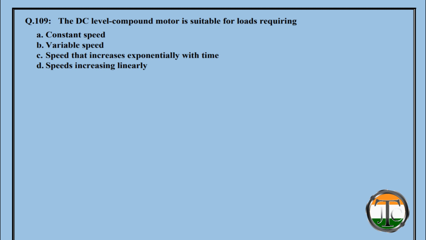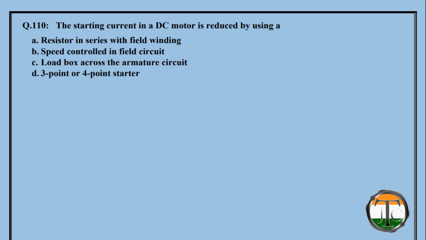So the next question is 109, that is the DC level compound motor is suitable for load requiring. Option A is constant speed, option B is variable speed, option C is speed that increases exponentially with time, option D is speed increasing linearly. So your option A is the right answer. The DC level compound motor is suitable for constant speed load. So option A is the right answer, that is constant speed.